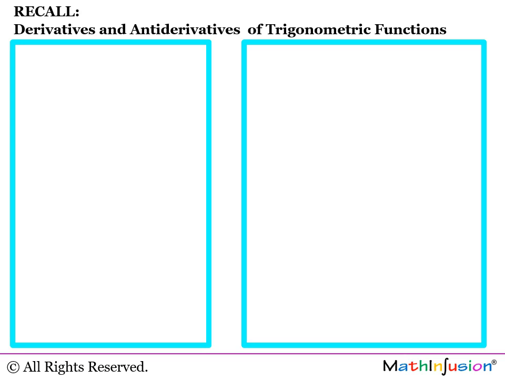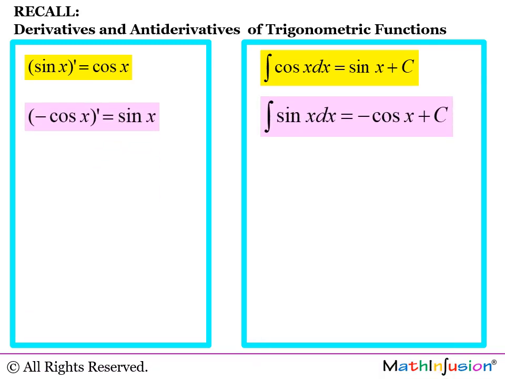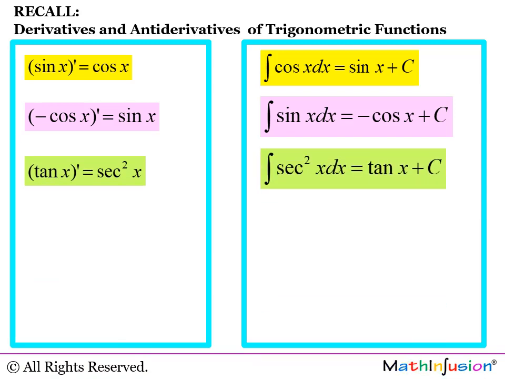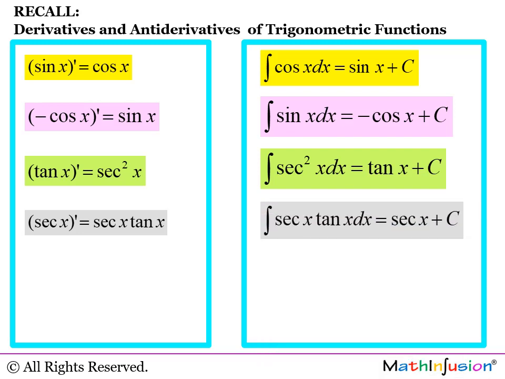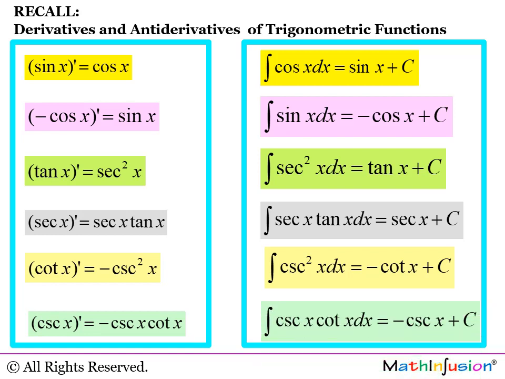I would like to recall some derivatives and antiderivatives of trigonometric functions, also to show you the closure of the pairs. Okay, so we know that and that. Look at the cosine and the sine as a closed pair. We also know that and that, and again the secant and the tangent as a closed pair. And this one, and again the cosecant and the cotangent as a closed pair.